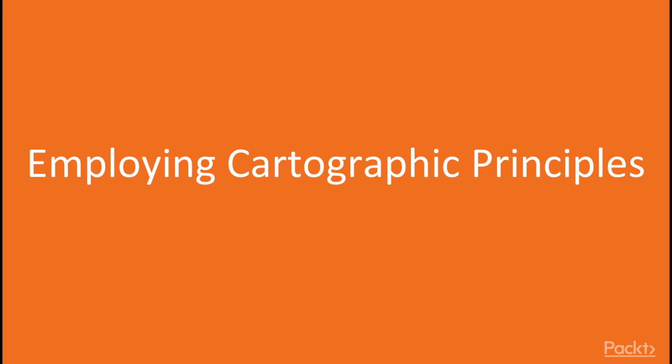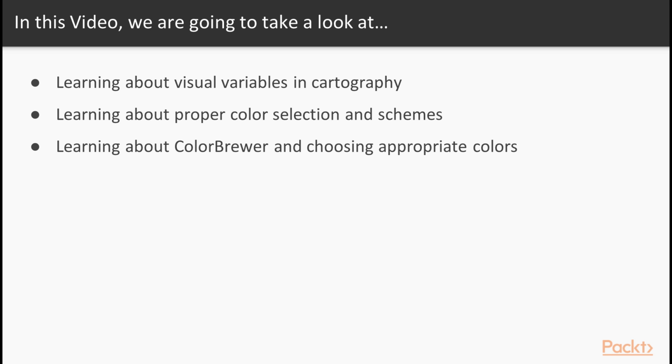Employing cartographic principles. In this video, we'll learn about visual variables in cartography. We'll also learn about proper color selection and schemes, and how to use them in a cartographic process. Finally, you'll learn about ColorBrewer and how to choose appropriate colors for your map.